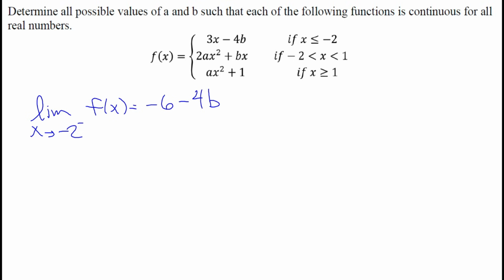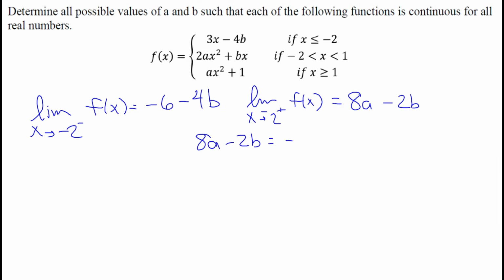And then we've also got a limit as x approaches -2 from the right of f of x, which that's going to end up being, we'll square the negative 2 is 4, so 8a, and then minus 2b. So really what we need is 8a minus 2b to equal negative 6 minus 4b. Well, if we put that up here, we can add the 4b to the left-hand side there, and we get 8a plus 2b is equal to negative 6.